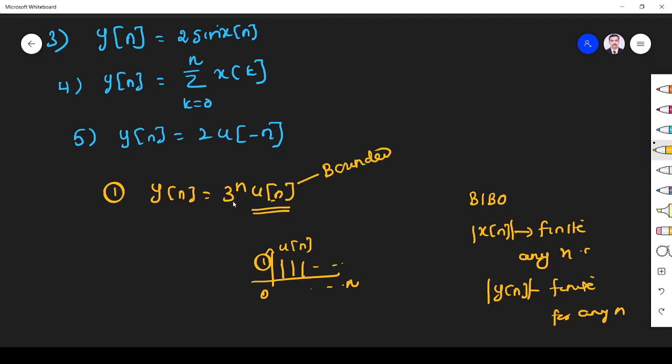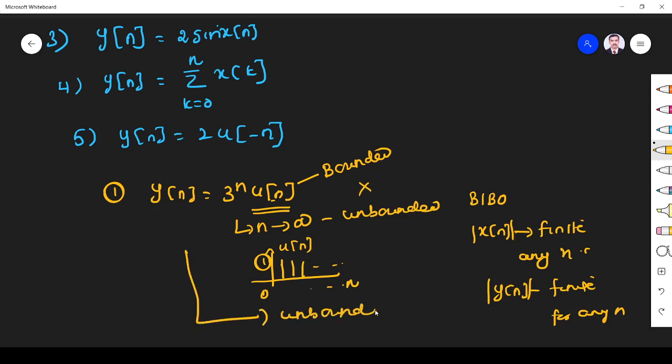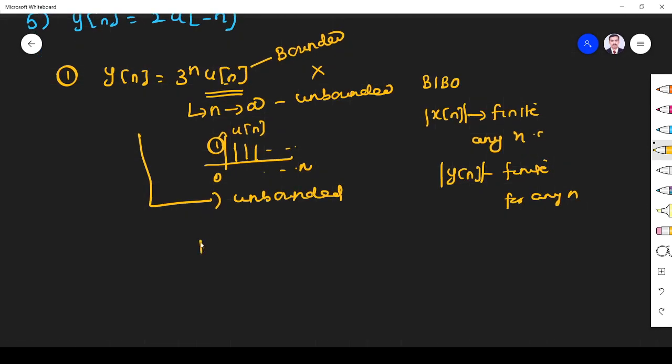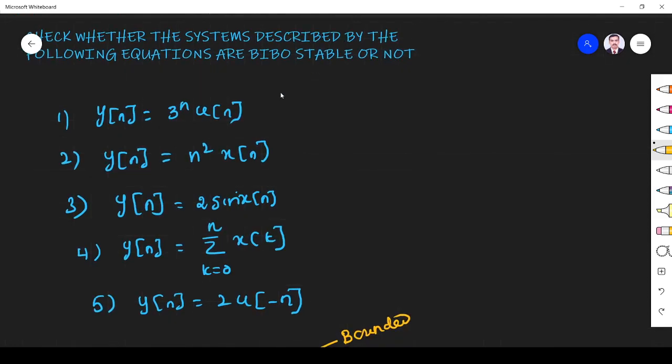But you see here, what happens when n tends to infinity? This is bounded, but 3 power infinity is infinite, that is unbounded. When you multiply an unbounded value with a bounded value, the result will be unbounded. So it is not a BIBO stable system. Simple one. The answer is BIBO unstable system.